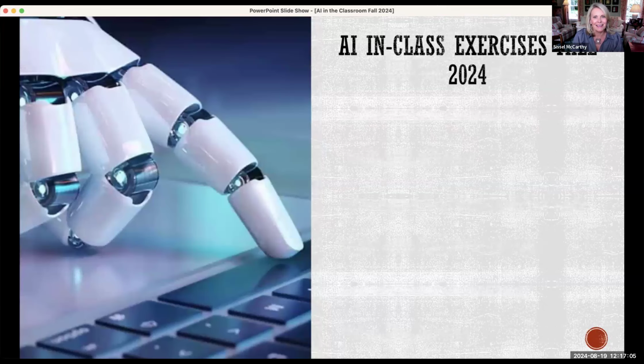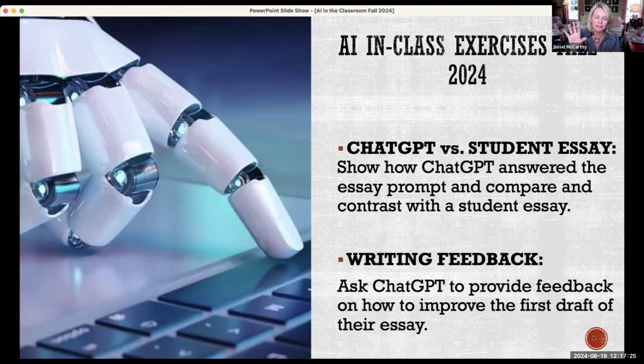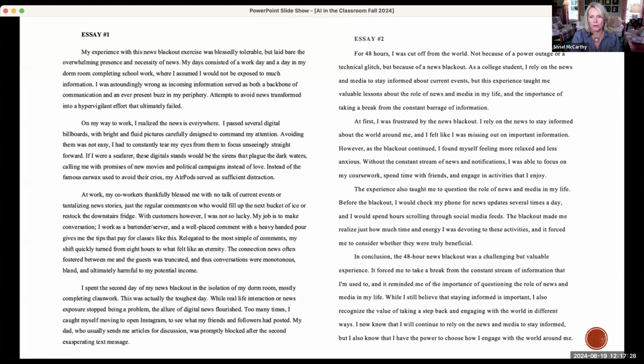All right, next slide. Here are 2 exercises that I'm planning to do in class this semester. The first one is related to that reflective essay on the 48-hour news blackout. And I have students look at 2 essays. Actually, we can go ahead, one more slide. Yes, there are going to be 2 exercises, one looking at this essay and then one about getting feedback.